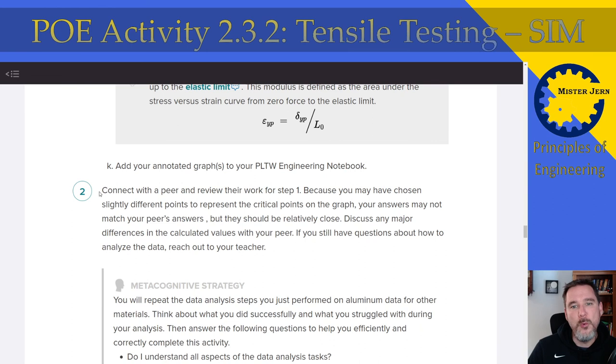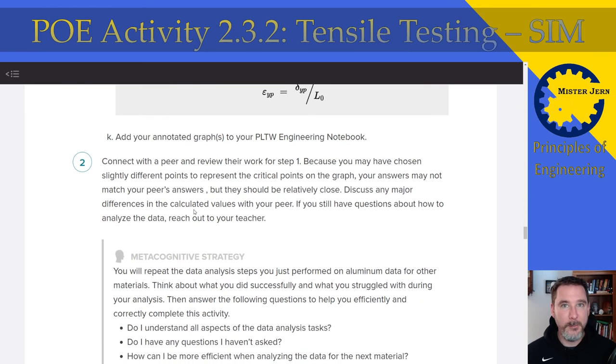Step two, connect with a peer and review their work for step one. We can talk about that in class, how we're going to do that. But you should get pretty close, because we're reading a graph, so it might not be perfectly the same. But if you have any major differences, talk it out. Figure out what went wrong for who, and figure it out.